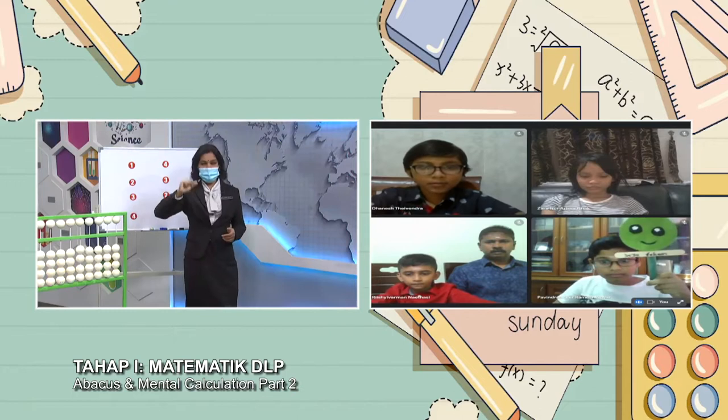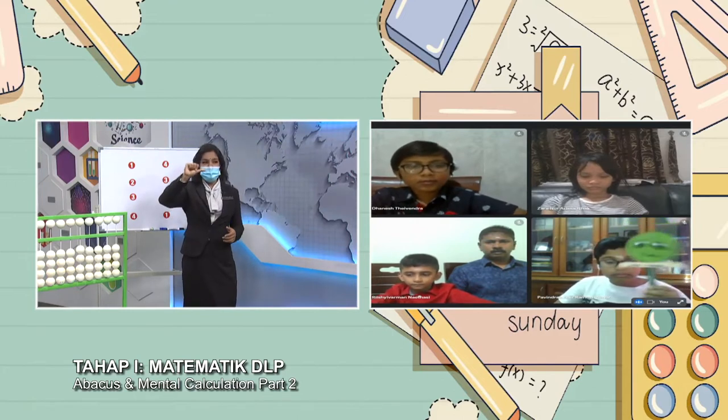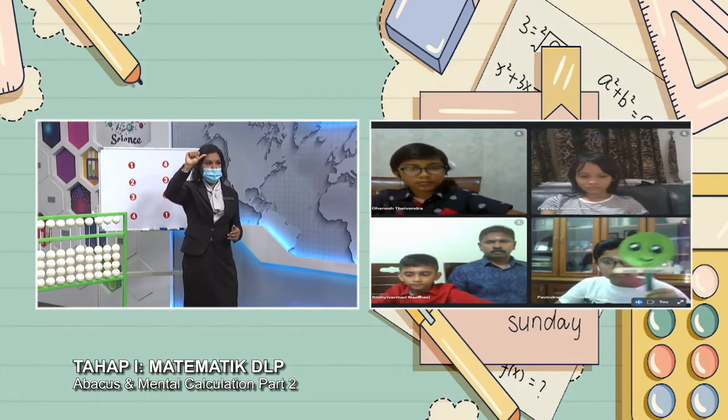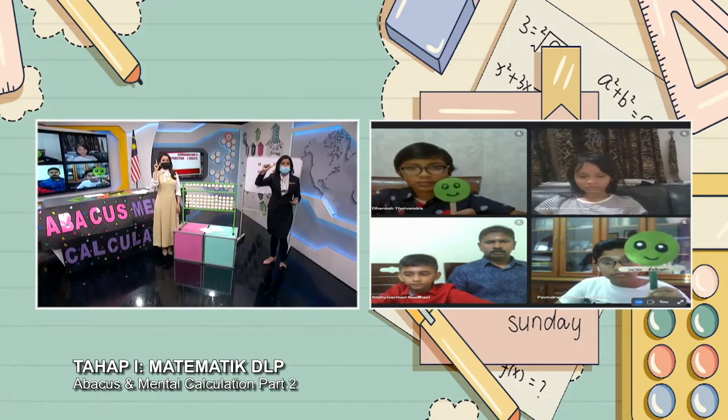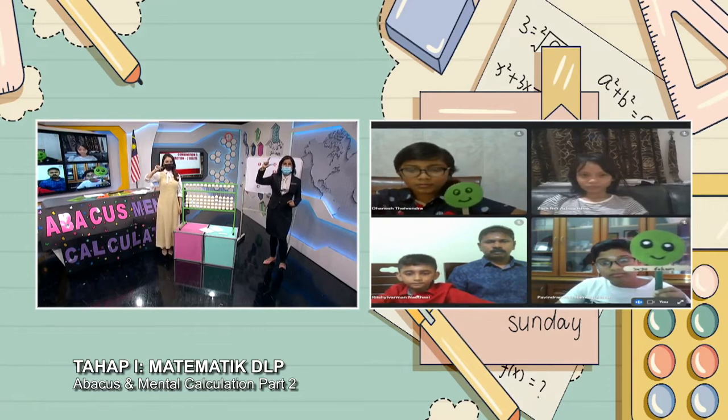Use your fingers. 4 plus 2. It means you bring up the 4. How about 2 plus 2? So you find the pair, right? Pair. So bring down the 1, bring down the 5. So the answer is 6.